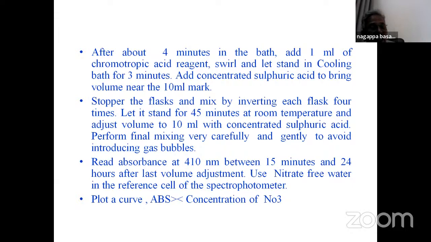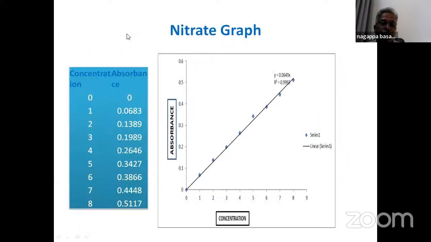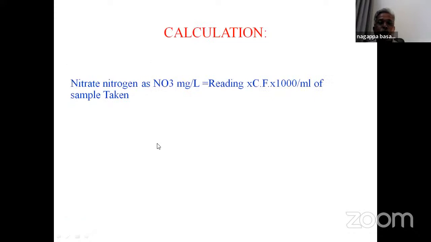It gives a color. We have to measure the color intensity at 410 nanometer after 15 minutes, but before 15 minutes has elapsed. Use nitrate-free water as a reference. Plot the curve of absorbance versus concentration of nitrate. This is the nitrate curve. This is the equation to quantify the nitrate content in the water: reading into calibration factor into 1000 divided by ml of sample taken. Use this equation for the calculation.